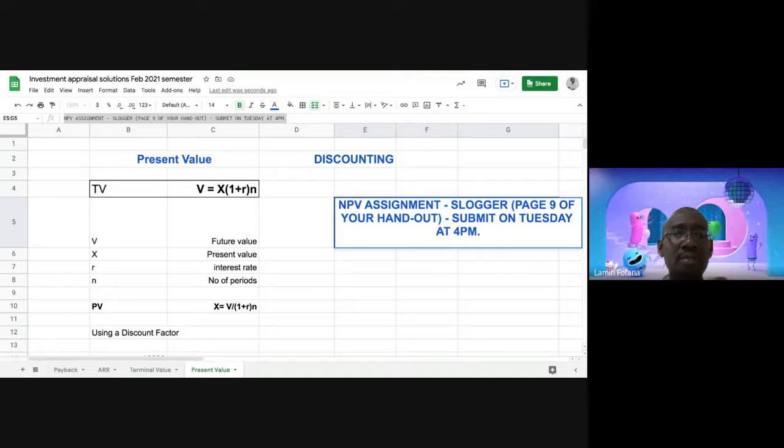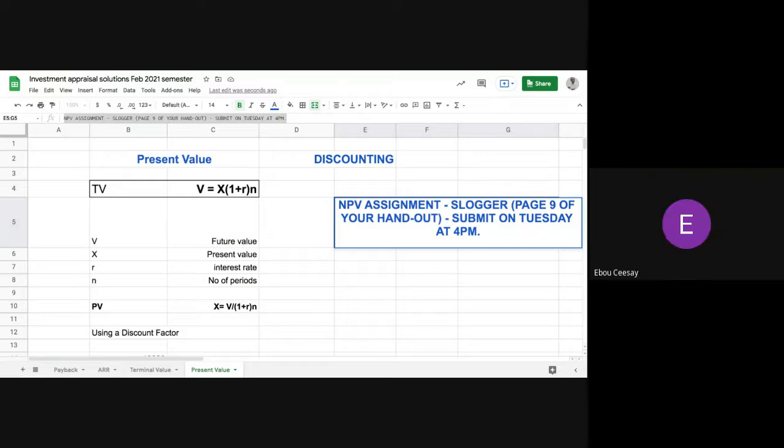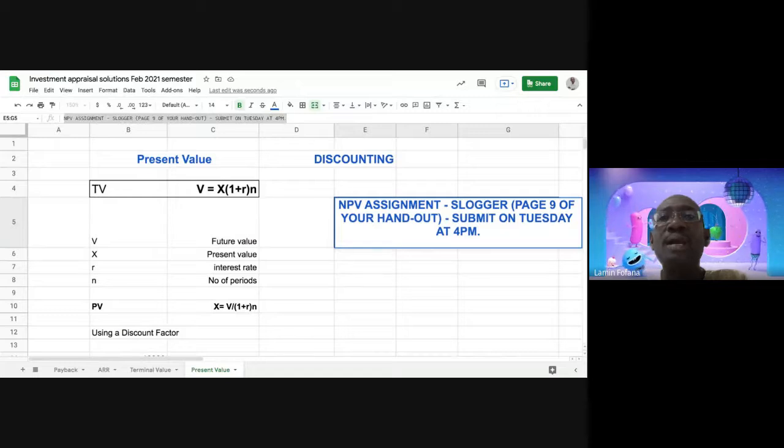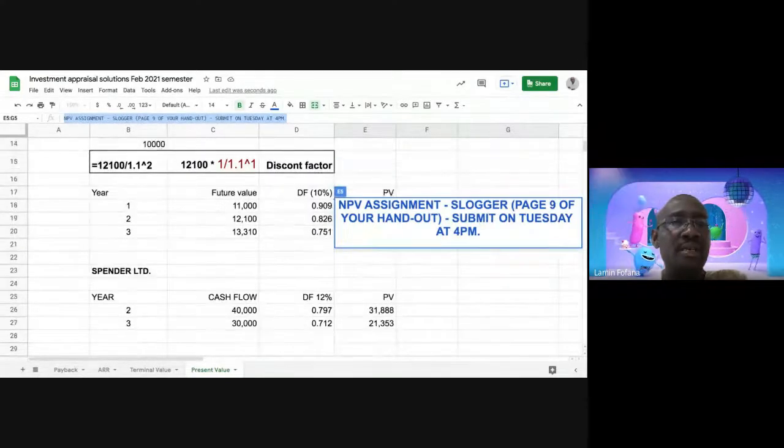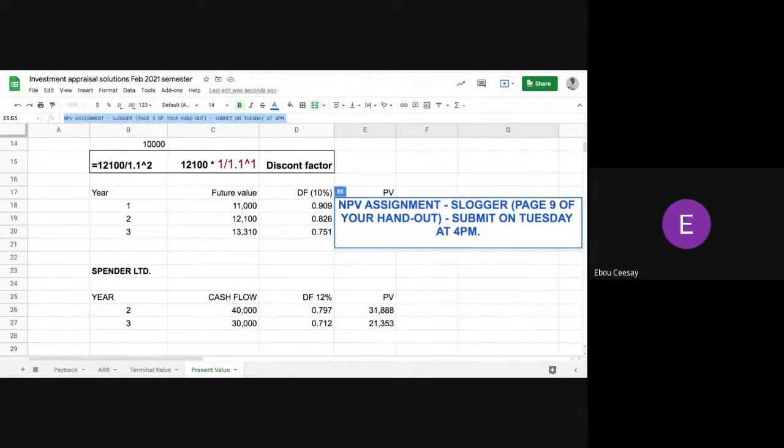Sorry? This formula that you have written for PV. Okay, sorry, can you repeat? This formula, where is the formula? No. Go back to the previous.